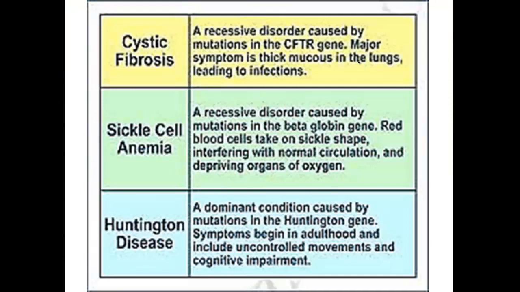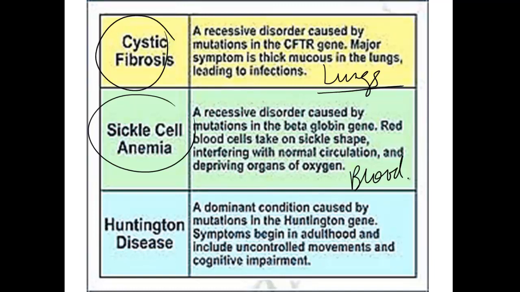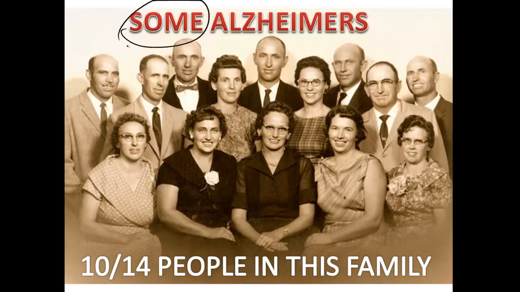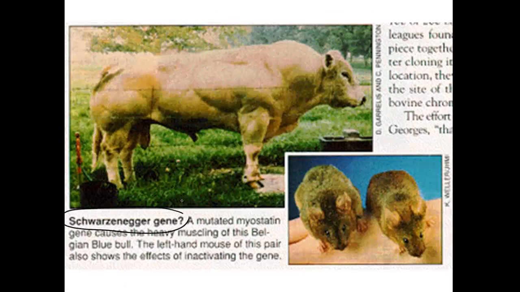So a few other gene mutations are cystic fibrosis. This causes problems with your lungs. Sickle cell anemia, we already talked about, causes problems in the blood, and Huntington's disease causes problems in the brain. At a certain age, around 40, you start not being able to think properly, similar to Alzheimer's. Not all Alzheimer's is caused by a genetic mutation, but in this family, 10 out of 14 people were. And there's the Schwarzenegger gene.